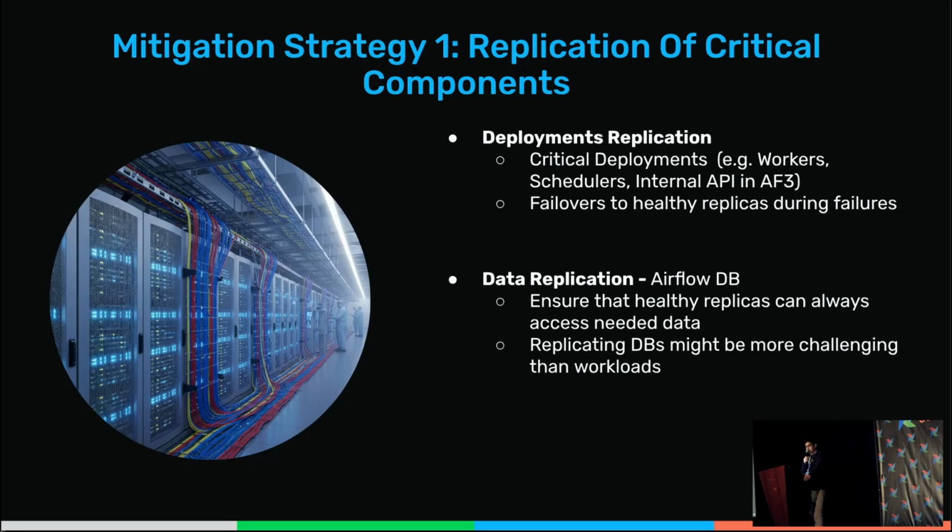Replicating the DBs might be more challenging than the workloads, because for the workloads you can specify 2 replicas, for example, if you are using Kubernetes, and it will work on its own. But there are multiple ways in Postgres, for example, to introduce replication to your DBs. Or if you are using a cloud solution, for example, Cloud SQL, you can use highly available DBs and it will work. So those are the two important things that we will always need to replicate.